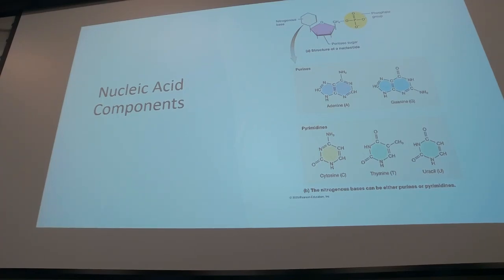Okay, so for components of the nucleic acids. In the nucleic acids, you have the unit that is called a nucleotide. In a nucleotide, you have a nitrogenous base, which will be this, a pentose sugar, and then a phosphate group. So the phosphate group and the nitrogenous bases are attached to this pentose sugar.